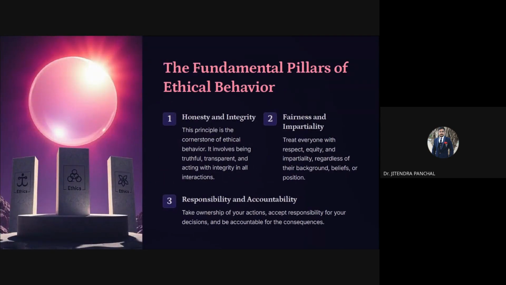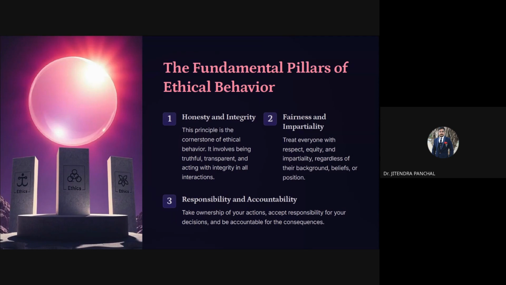The fundamental pillars of ethical behavior are honesty and integrity, right? This principle is the cornerstone of ethical behavior. It involves being truthful, transparent, and acting with integrity in all interactions. Whatever experiment you are going to do on a human or any animal, you need to first inform the concerned person or authority. You must be transparent for this. Next is fairness and impartiality: treat everyone with respect, equity, and impartiality, regardless of their background, belief, or position. I hope this is clear to everyone, right?